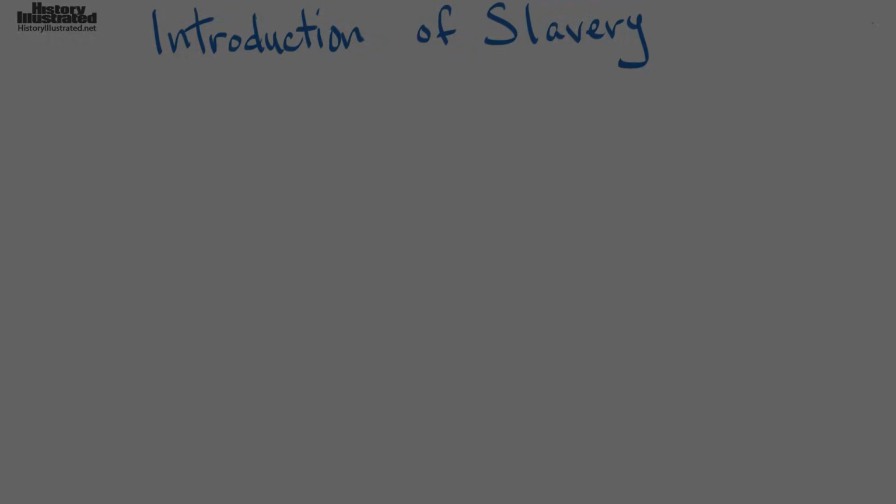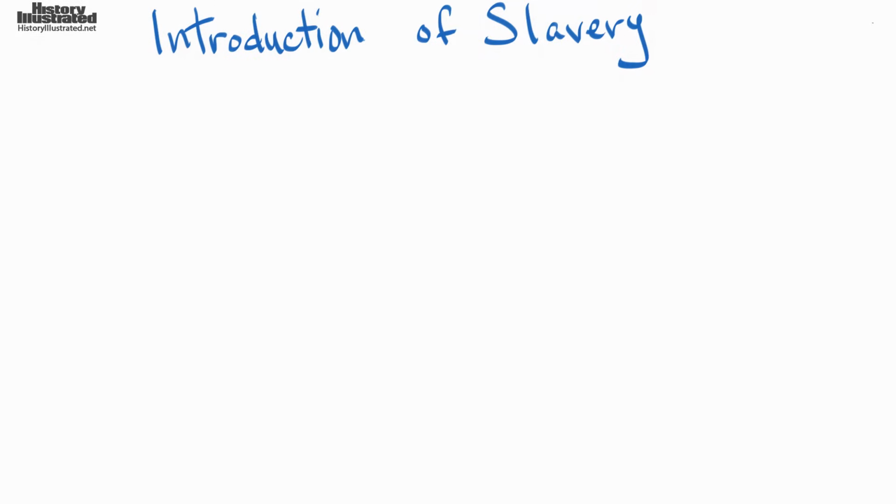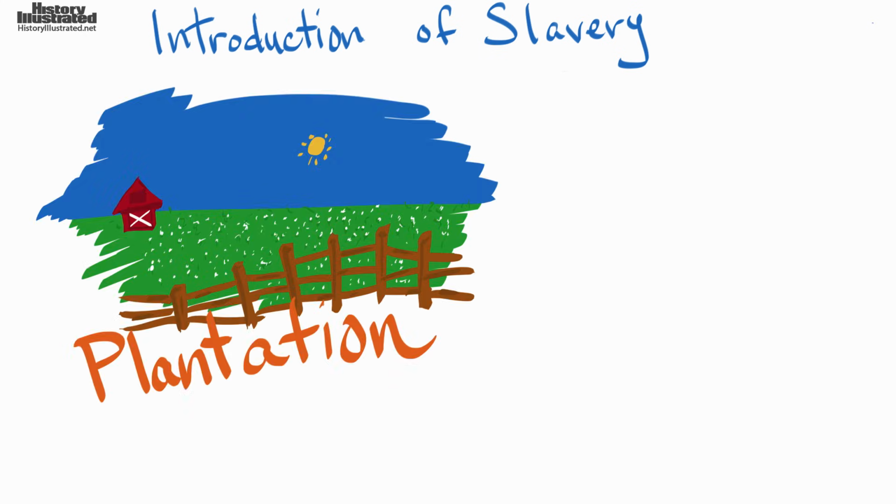In this History Illustrated video, we're going to take a look at the introduction of slavery into the 13 American colonies. And it started out much the same way that indentured servants started out. So I'm going to go ahead and illustrate that real quick just to refresh us. It started out with the idea of a plantation or a very large farm.